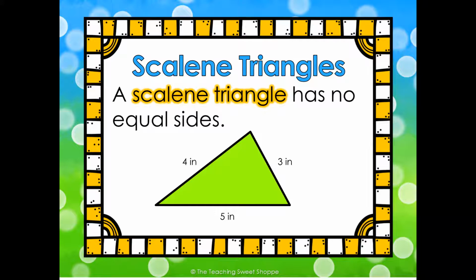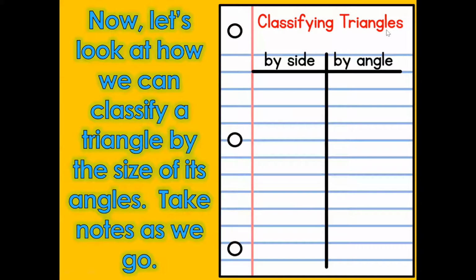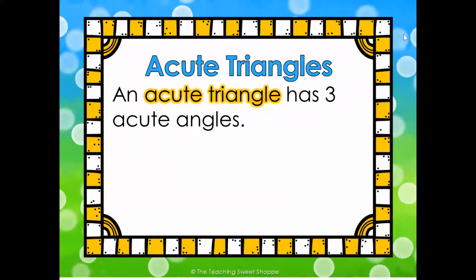All righty. And now what we're going to do is we're going to look at the other side of that little chart you made on your paper. And we're going to look at how we can classify triangles by their angle. So we have acute triangles that have 3 acute angles. So if all 3 angles in a triangle are acute, that is going to be an acute triangle. Again, make sure that if you are needing to pause this video to take notes as we go, that you are doing that so you don't miss anything.